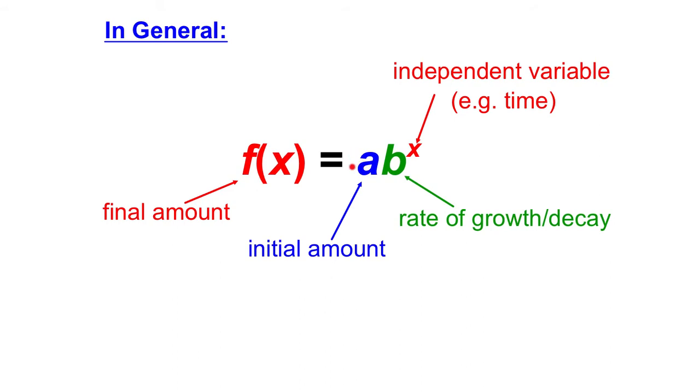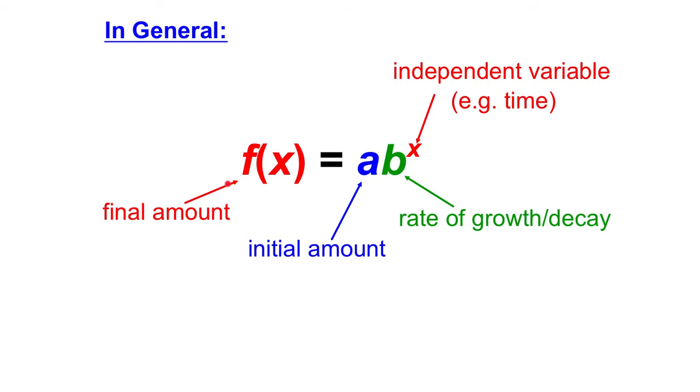Now, your equation is always going to follow the format A times B to the exponent x. A is your initial amount, the starting value. B is your rate of growth or rate of decay if it's decreasing over time. And x is going to be whatever your independent variable is. In the warm-up question, your independent variable was the number of compounding periods. It's usually some form of time in a lot of these applications, but it doesn't have to be time. It's just whatever your independent variable is.